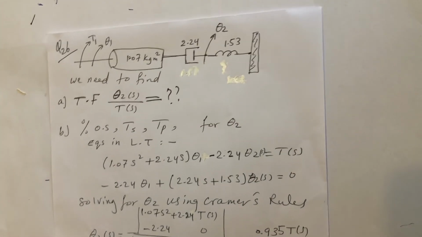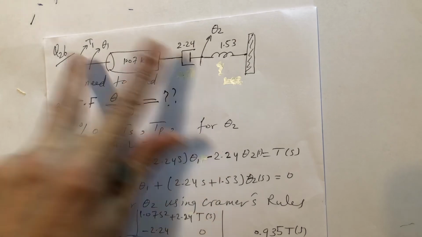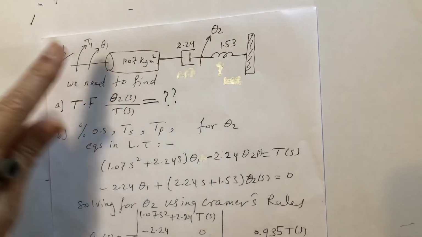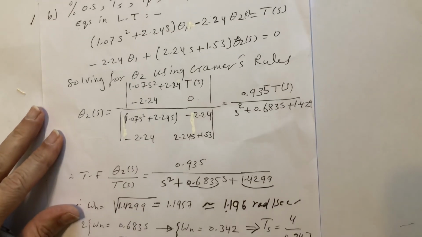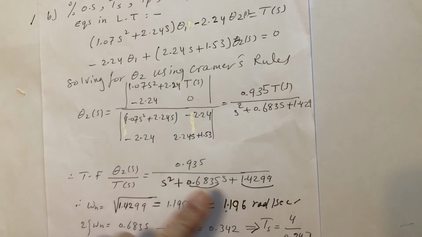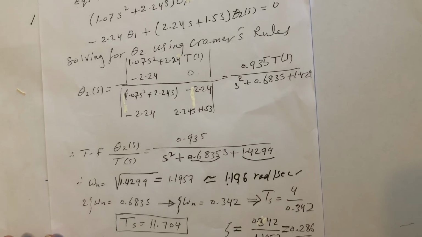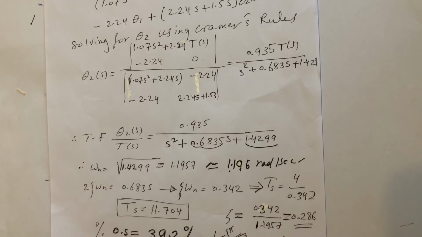So what did we do? We wrote two equations in theta 1 and theta 2. We found the transfer function theta 2 to T by Cramer's rule, and once we found the transfer function, we can find the characteristics very easily. So this is question 26 in your book.